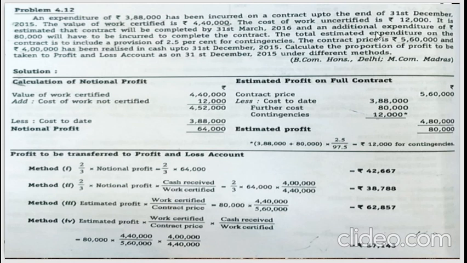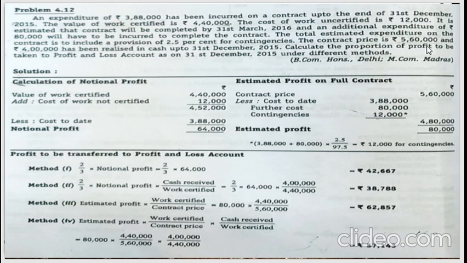The total estimated expenditure on the contract is to include a provision of 2.5% for contingency. Along with the expenditure actually incurred and the estimated expenditure of 80,000 plus 3,88,000 already incurred, there is 2.5% of provision maintained for contingency. Contingency is for future uncertainties. So what will happen in the future? In order to avoid such risk, a certain amount will be kept as provision, to be added to the estimated expenses. Then they have given us the contract price.